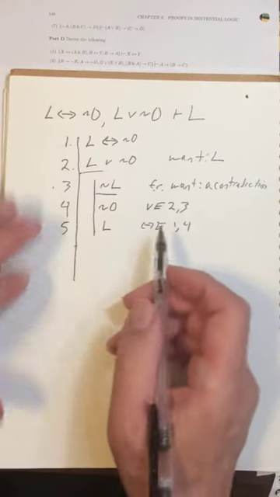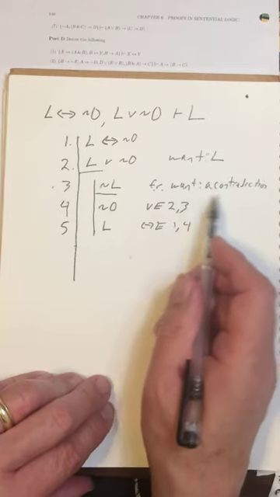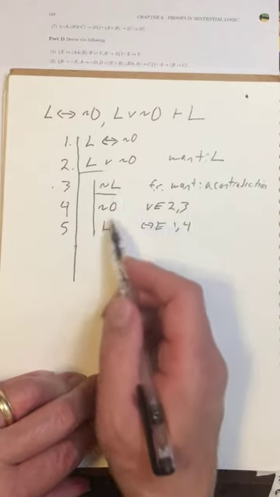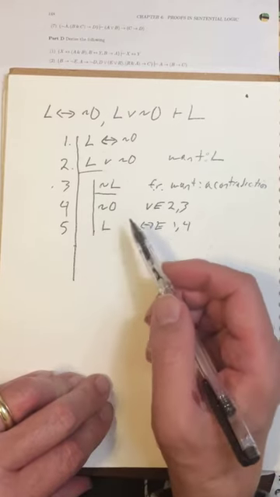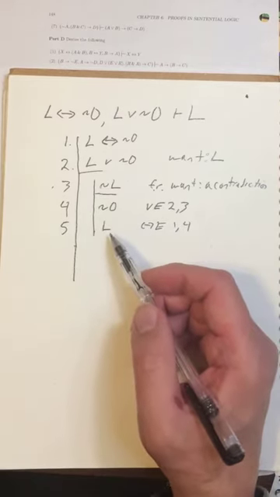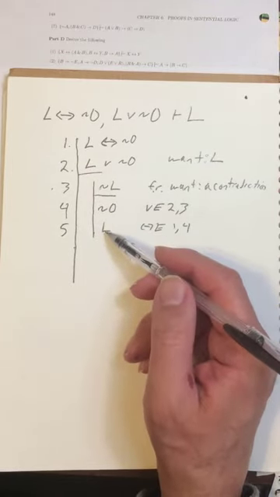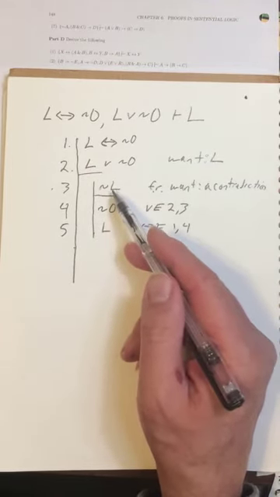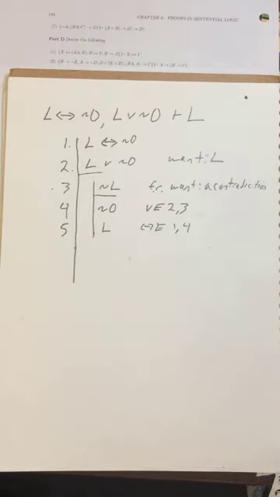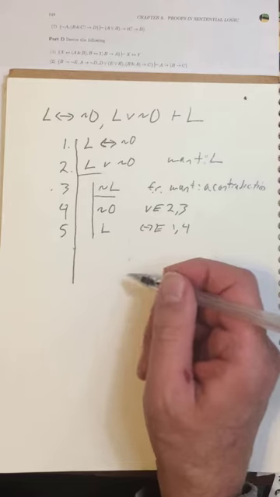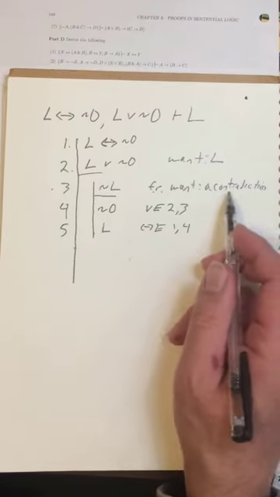But hang on a second. L is what we wanted up here. L is not what we wanted down here, and we have to exit the subproofs in order. So we can't just call it quits here. We only know that L is true on the assumption of not L. We don't know that L is true in general yet. So what we want is our contradiction.